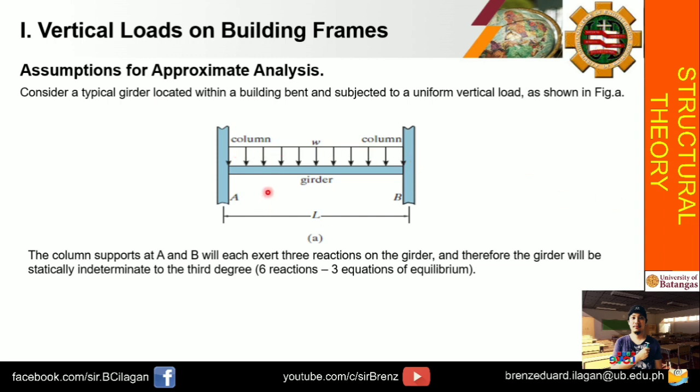So, ano nga yung formula natin for determinacy of a beam? Di ba R is greater than, equal to, or less than 3C plus 3? So, knowing that the resultant is 6, since ito ay fixed, so 6 minus 3, so that is statically indeterminate to the 3rd degree. Okay.